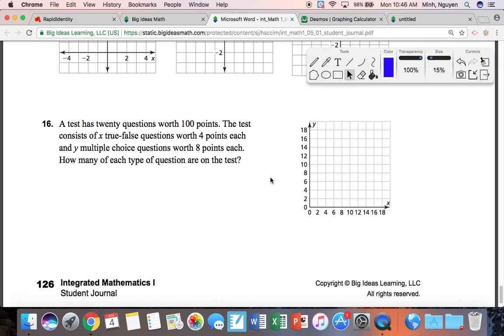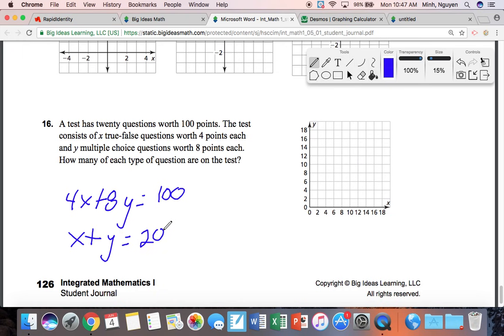The test has 20 questions worth 100 points. The test consists of x true-false questions worth 4 points each, and y multiple choice questions. So let's see. The total, so let's say 4 times x plus 8y equals 100. Wait a second, the test has 20 questions. X plus y equals 20.